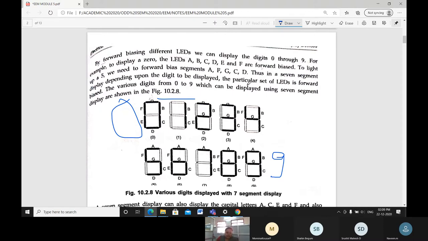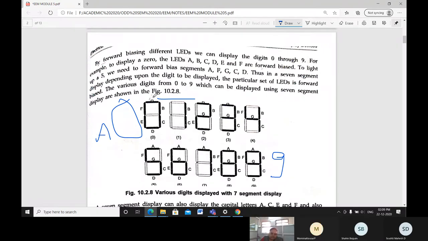When I go for alphanumeric values, means alphabets like A, B, C, D, E, F, I can display those. How is A going to be displayed? Which LEDs should glow for A? If I want to display my A, F, E, A, B, C and also G. If these LEDs are glowing, then I can display my A.